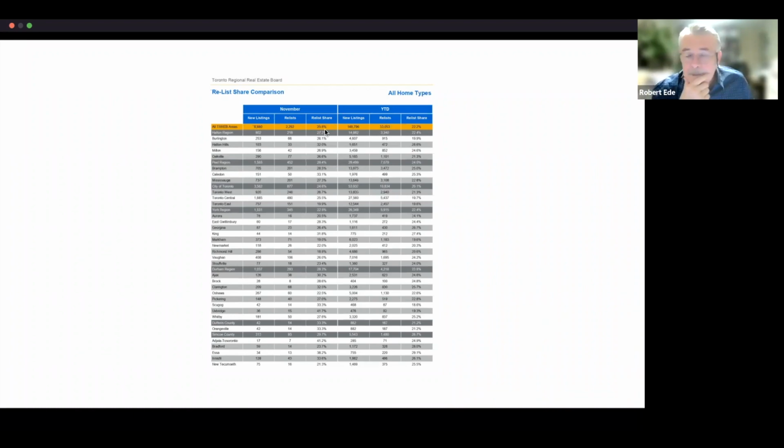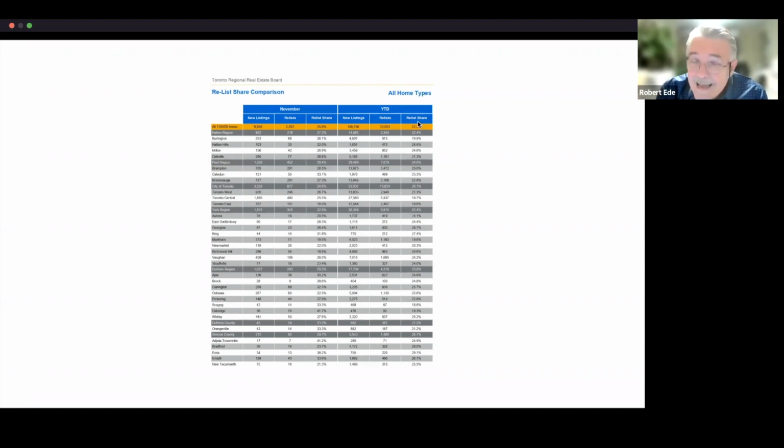And so they give the number 25.8. Now, carrying on, it's the same information except year to date. So even though it only started in May, somehow they magically got whatever the total number of listings for the year and the total number of relists and the relist share.